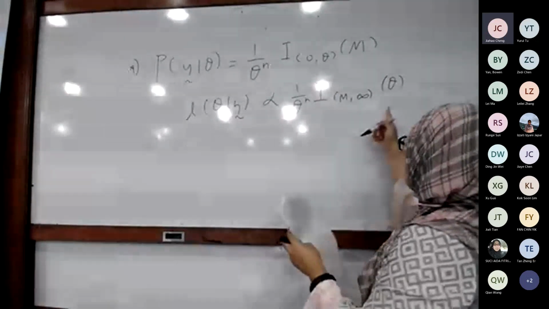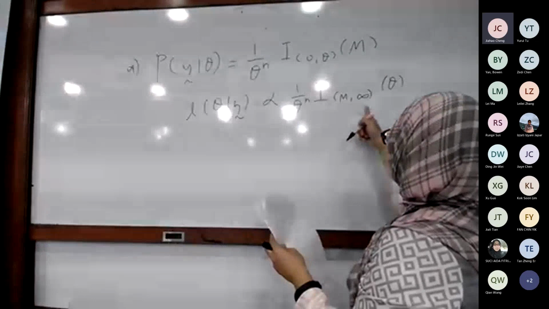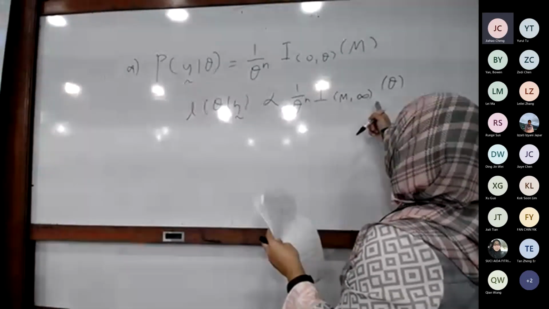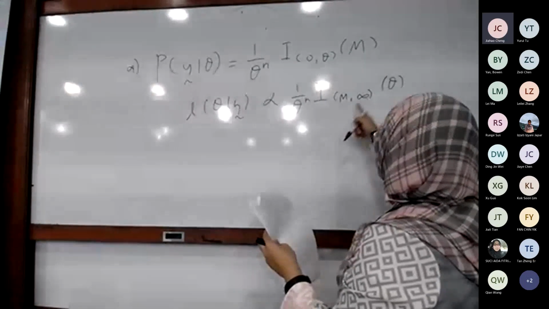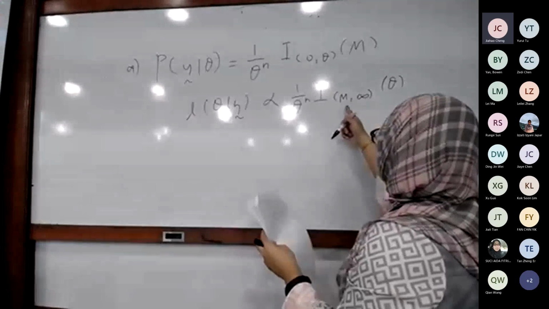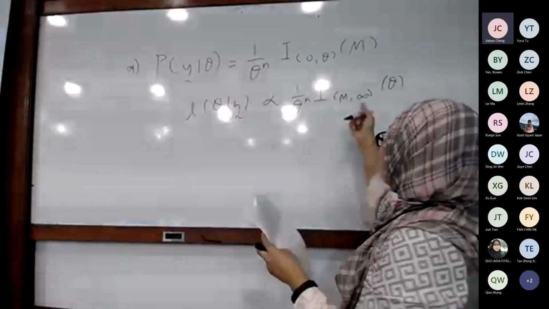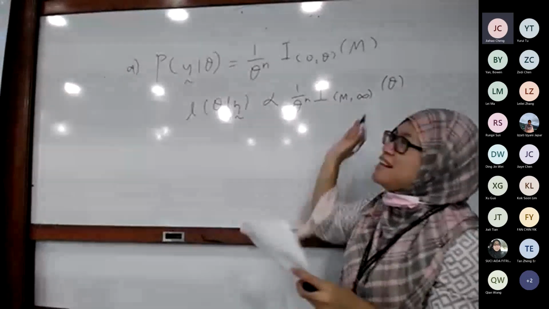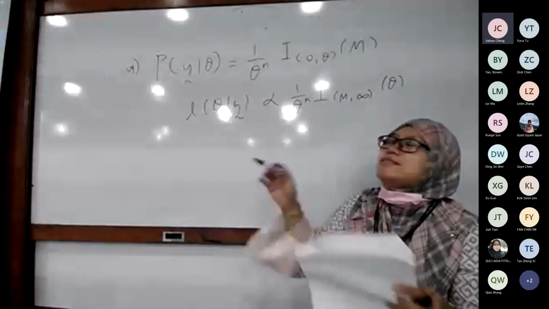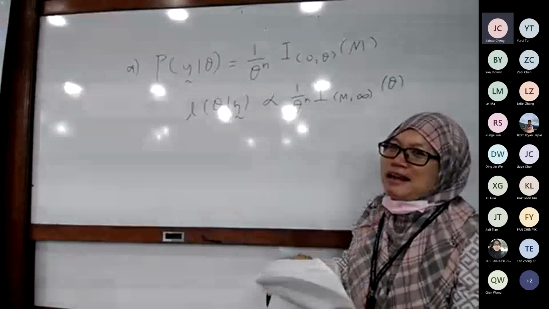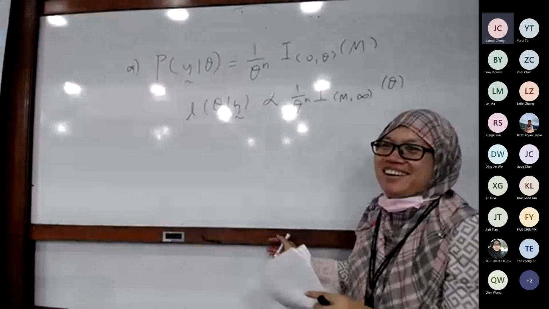Right? So meaning that as long as your theta is bigger than your maximum, then your data will be less than your theta. This is like playing around, making your life harder.